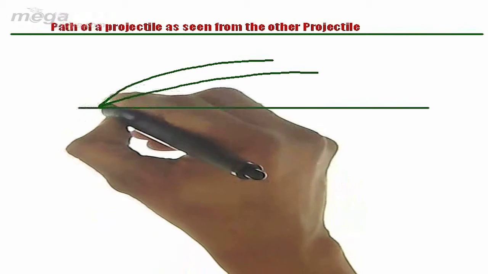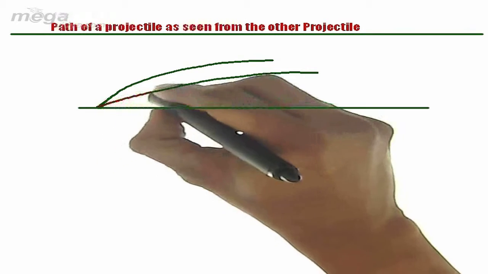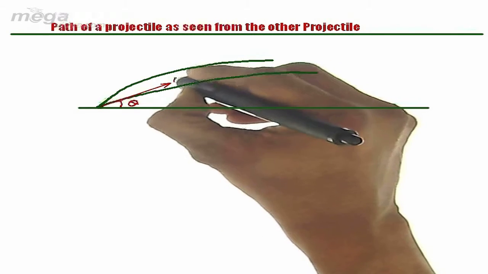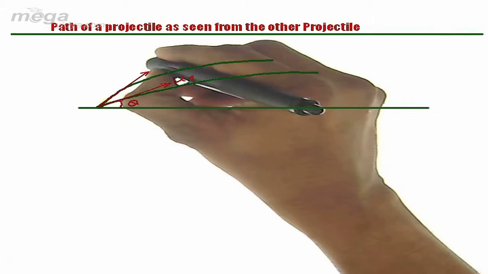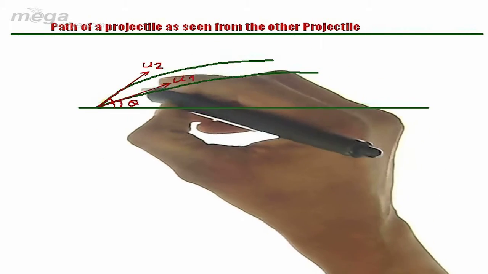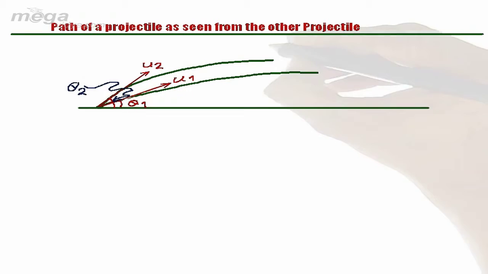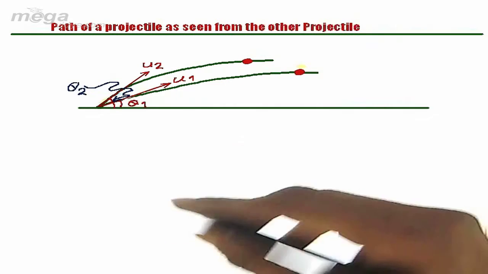Now consider the observation of an observer sitting on a projectile and trying to see the path of some other projectile which has been thrown from the same point with some velocity at some angle. Say we have thrown two projectiles from the same point and at the same time with different velocities. The first one with velocity u1 at angle theta 1, and the other projectile is thrown with velocity u2 at some other angle theta 2. Say at any instant projectile 1 is at this place and projectile 2 is at this place. Now projectile 1 is seeing projectile 2.